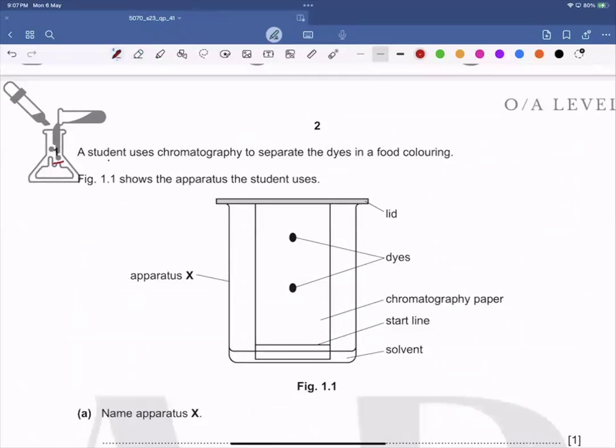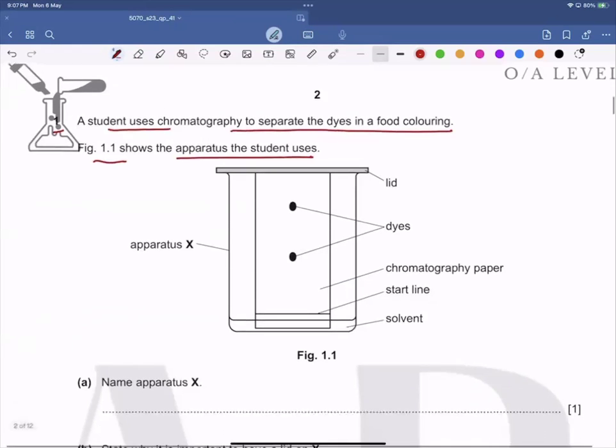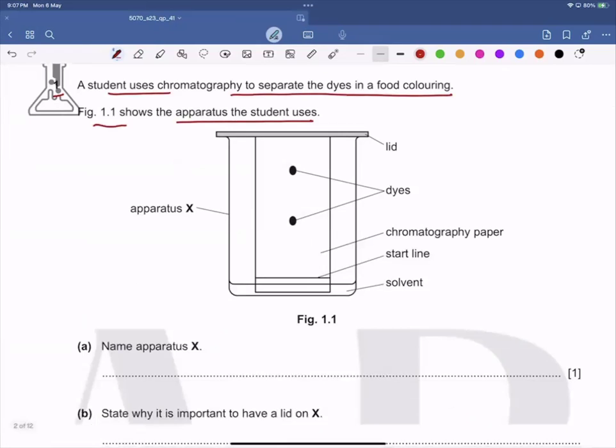A student uses chromatography to separate the dyes in food coloring. Figure 1.1 shows the apparatus that the student uses. Name the apparatus X. Very good, Kamar. We know that this is the beaker in which the chromatography paper has been placed.